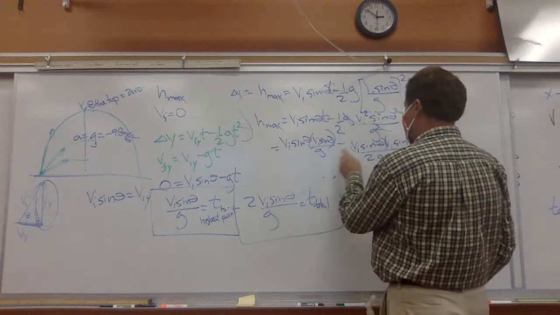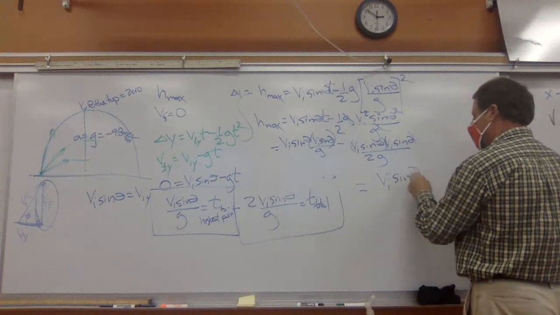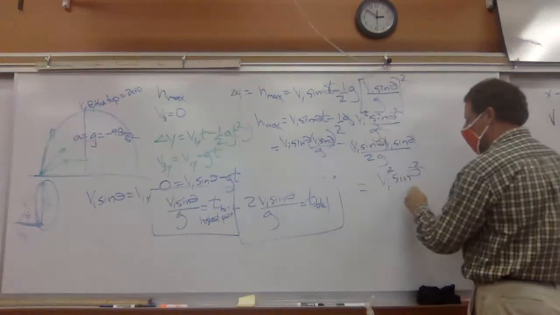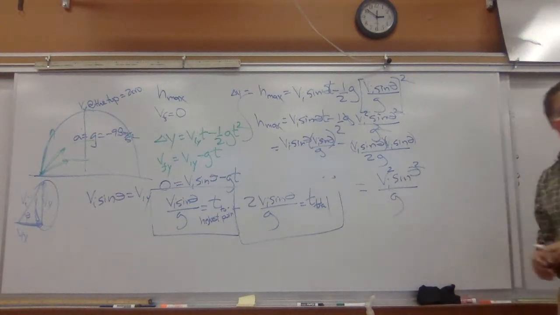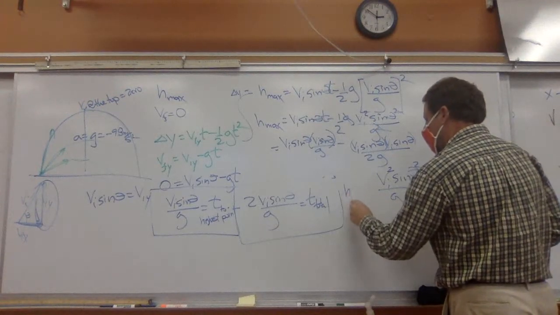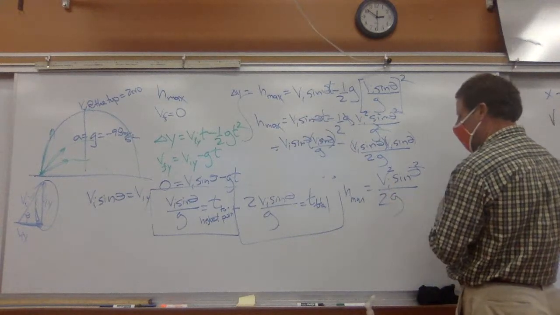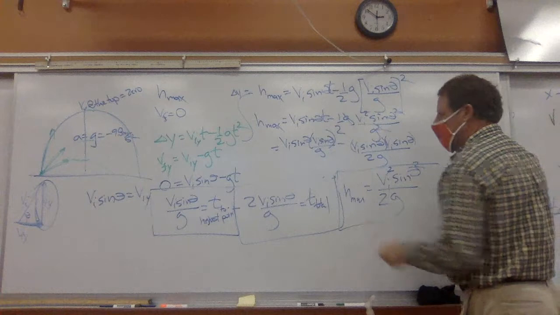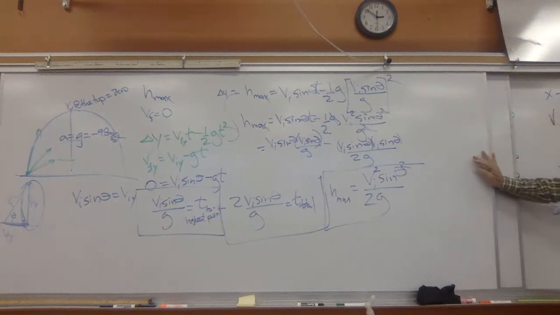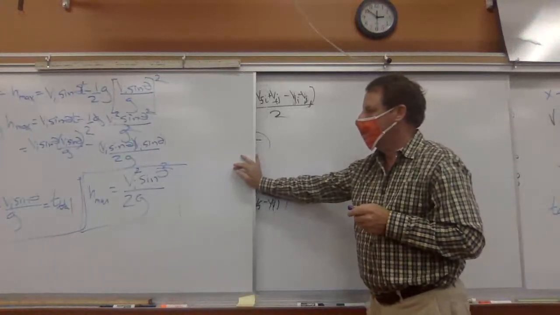So when we subtract this, this is going to be VI sine theta squared divided by G. And this should be divided by 2. Thank you. So this right here is our equation for maximum height.